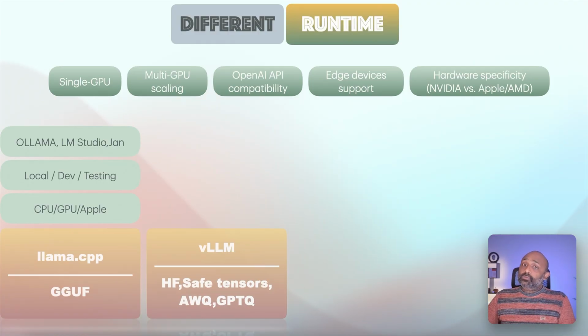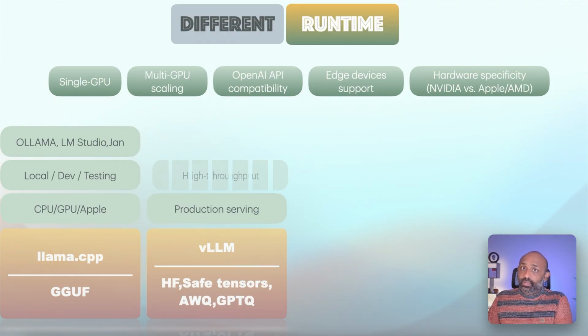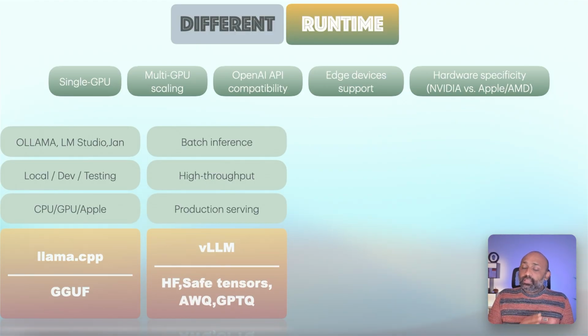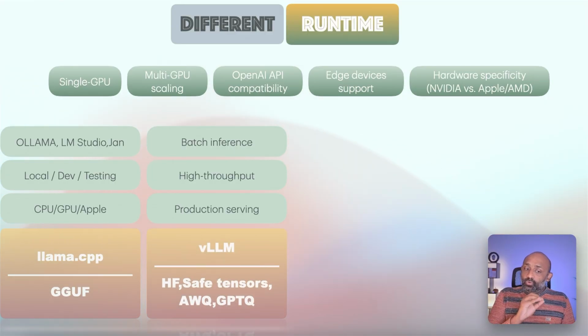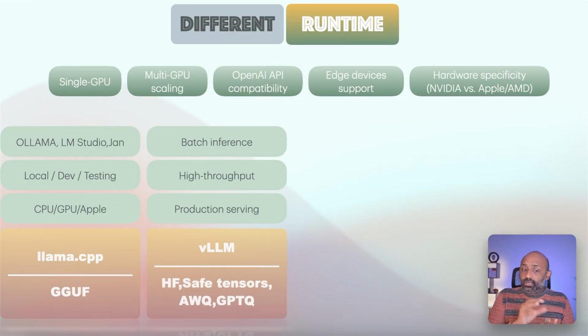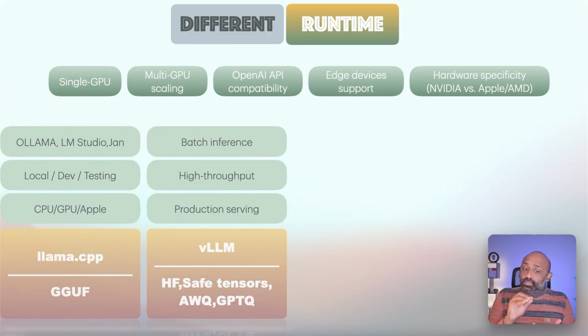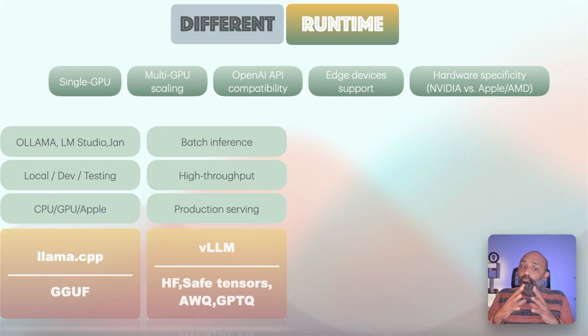Okay, in terms of high-end production serving, the multi-tenanted, high throughput, and batch serving, vLLM is another very important runtime which is used for production setups. It supports only specific file formats like the Hugging Face Transformers file format, SafeTensors, AWQ, GPTQ, and different file formats supported by vLLM to serve a production-grade multi-tenant batch model.